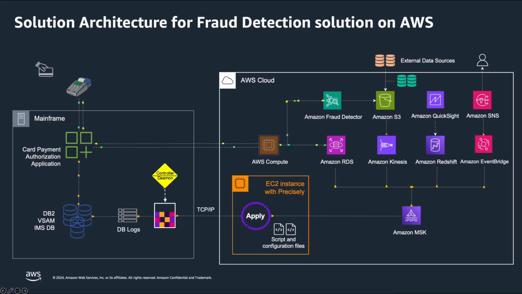The transaction detail is inserted on the mainframe database, either VSAM, DB2 or IMS. The record will be captured and replicated to AWS near real-time using Precisely. The Precisely publisher agent is running on the mainframe, and the apply agent is running on an Amazon EC2 instance. The apply agent converts raw database logs, received from the publisher agent, to JSON format using the copybook, and publishes the messages to Amazon Managed Streaming for Kafka, or MSK.